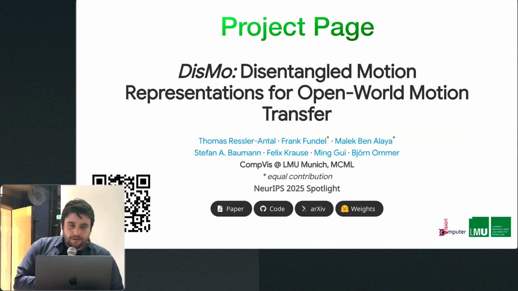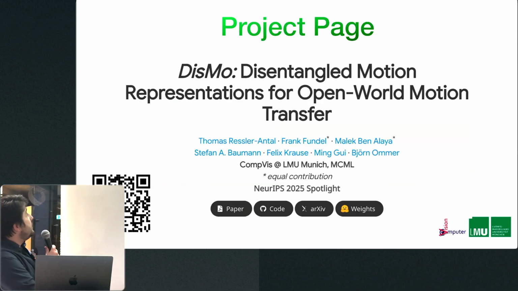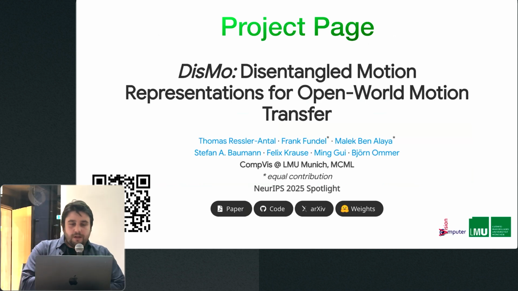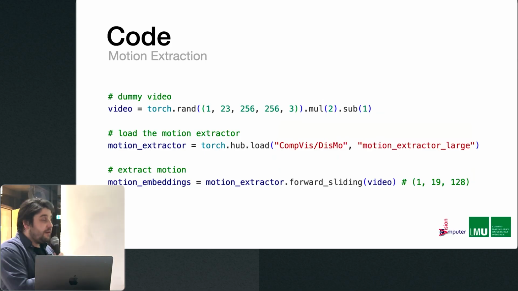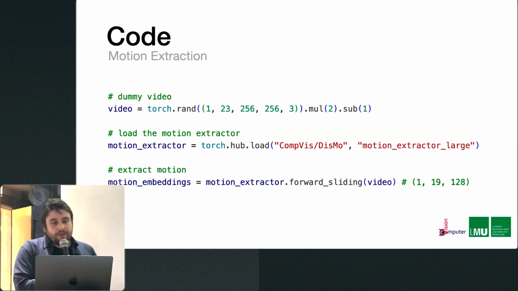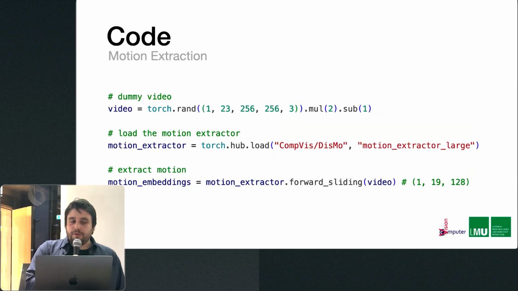Finally, feel free to visit our project page. Here is a QR code, but you can also just put Gizmo in Google if you want to. The code is very straightforward, so if you are interested in extracting some motion representations, it's really easy. Given some video, in this case a dummy video, you can just load our motion extractor with Torch Hub, and then in a single function call just extract motion embeddings.